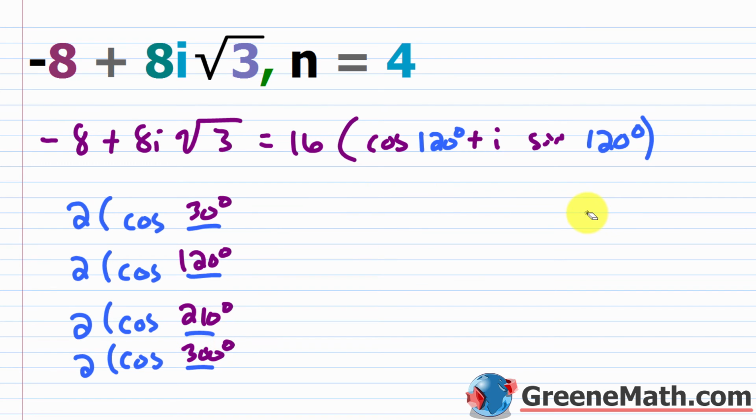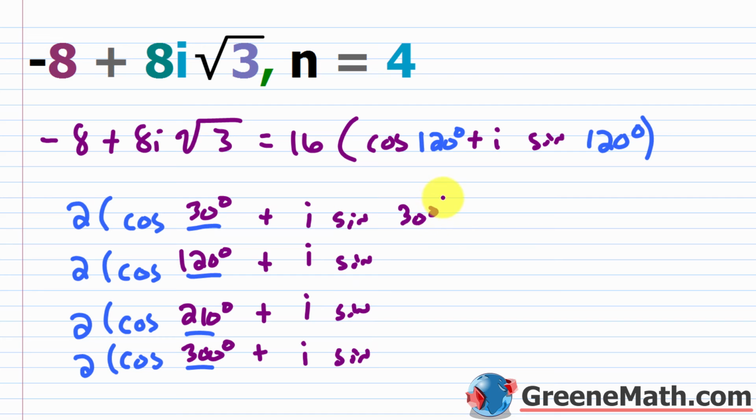So let's get rid of this, and let's put our plus, plus, plus, plus, i, and i. And then the sine, the sine, the sine, and then the sine of 30 degrees, close that down, and this will be 120 degrees, close that down, and then 210 degrees, close that down, and then 300 degrees, okay? So these are our four fourth roots for this number in polar form.